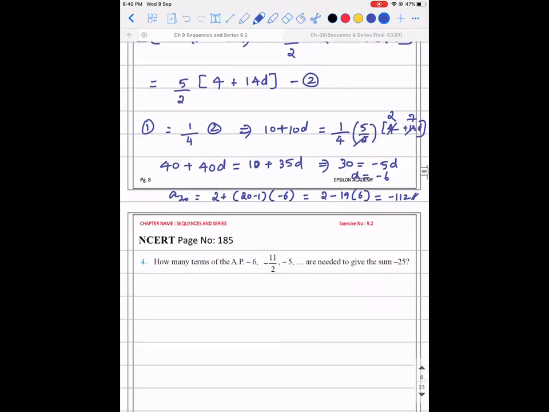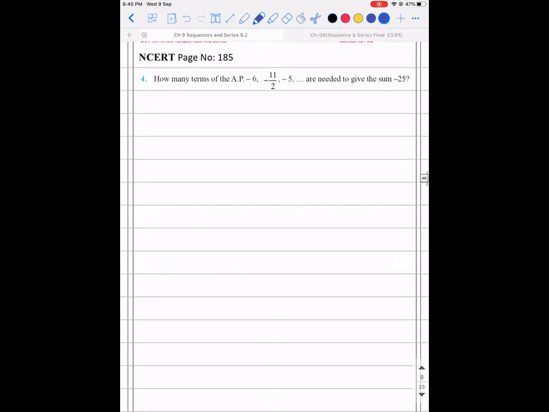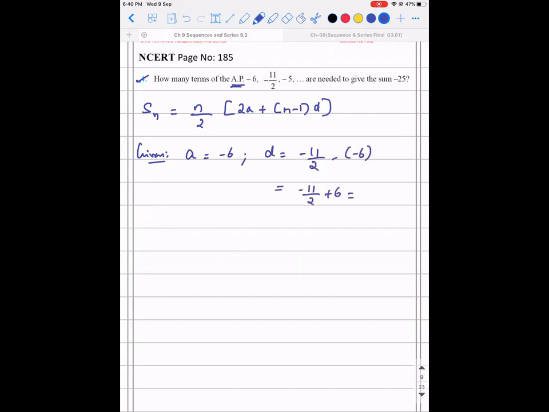Moving on to the next one. How many terms of the AP minus 6, minus 11 by 2, minus 5 are needed to give the sum as minus 25? So sum of n terms is equal to n by 2 into 2a plus n minus 1 into d. So what is given? A is minus 6. What is d? Minus 11 by 2 minus of minus 6. That will be minus 11 by 2 plus 6. That will be half.